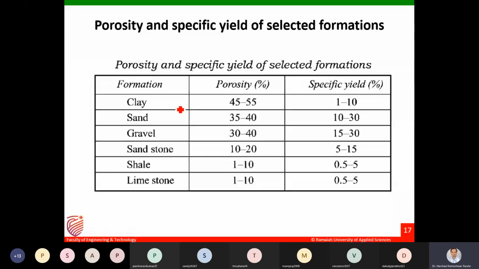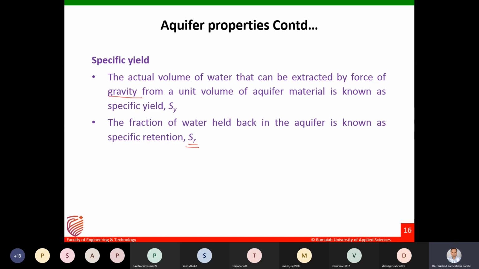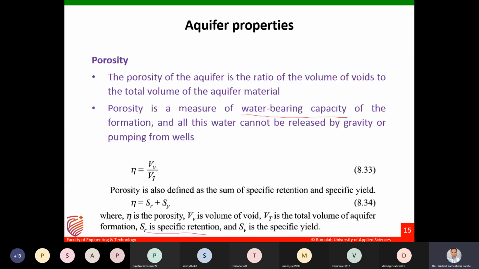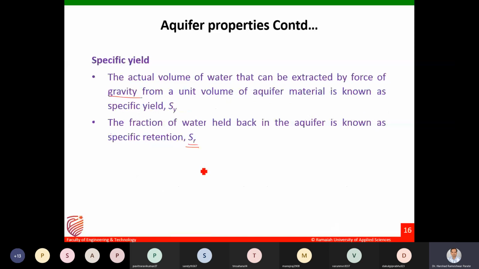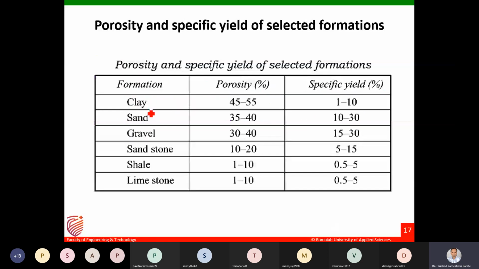So for clay, I told you clay has the highest porosity, 45 to 55%. But the property of clay is that it holds the water. That means you will have maximum retention there. The specific retention, SR, is highest in the clay, and the water which can flow due to gravity is very low. So that is why the specific yield of an aquifer consisting of clay material will be very less. If you drill a bore well into this aquifer, you will get very less water.